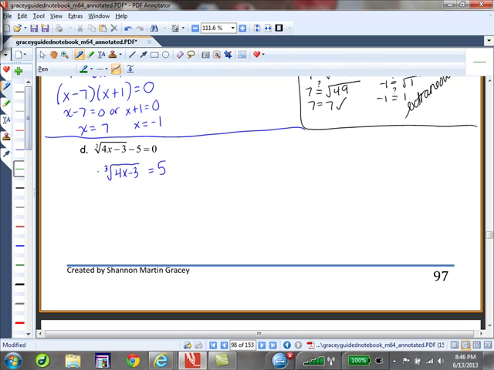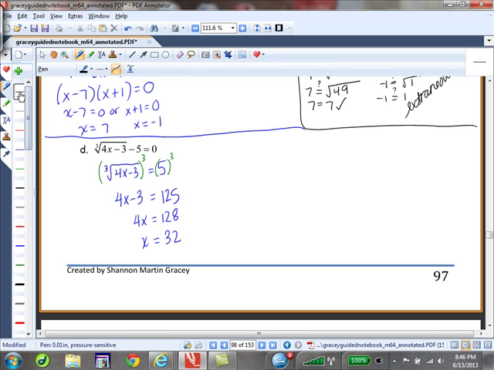Now, the index on the radical is 3, so I need to raise both sides of the equation to the third power. So this will give me 4x minus 3 is equal to 125. Now this one is a linear equation in one variable. So I get the variable terms on one side and the constants on the other. So adding 3, I will get 4x is 128, and then dividing by 4, I will get x is equal to 32.